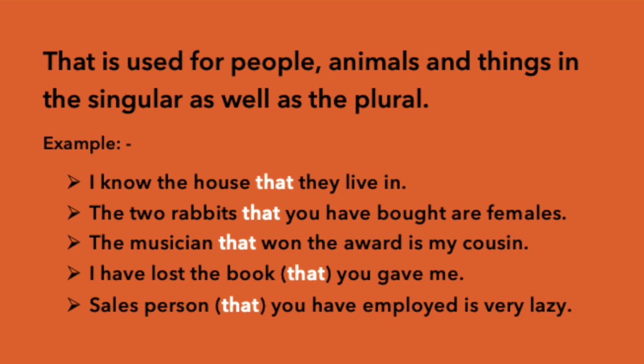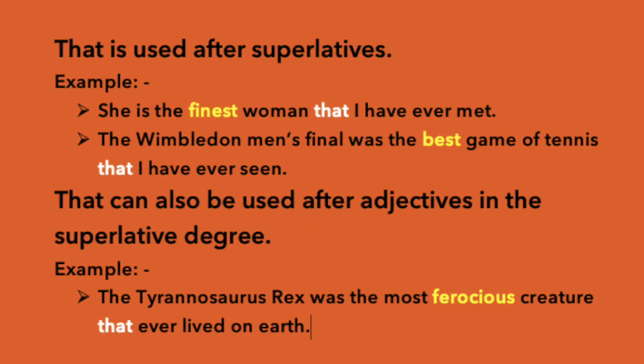See these examples. I have lost the book that you gave me. The salesperson that you have employed is very lazy. You can omit that from the above sentences. If you say, I have lost the book you gave me, the salesperson you have employed is very lazy, it's okay. That is used after superlatives. She is the finest woman that I have ever met. In this sentence, we use that after the superlative degree. What is a superlative degree used in this sentence? Finest. Here we use that instead of who.